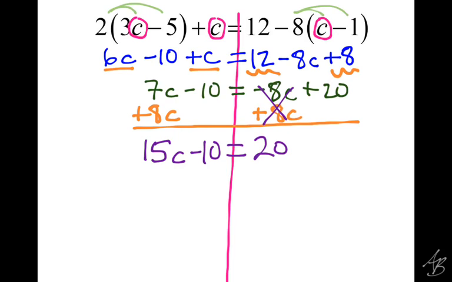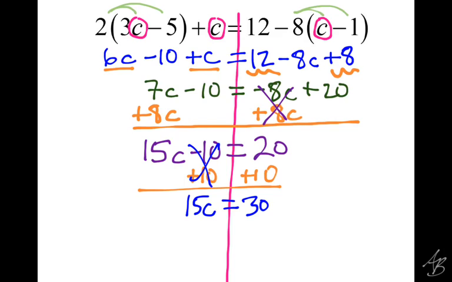Now we've got the c in one place, so we just have to get rid of a couple things. What are we going to start with? Okay, we'll get rid of the minus 10 by adding 10. The 10s cancel on the left, leaving what? 15c. And then on the right side, 20 plus 10 is 30. All right, then what? Divide by 15 on each side. 15s cancel, leaving c, and 30 divided by 15 is 2.